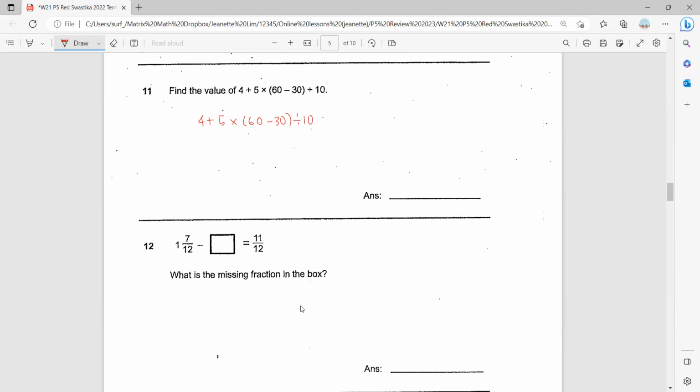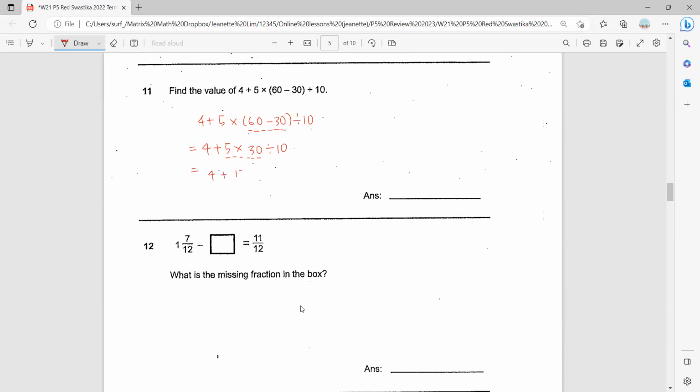Okay, which one to do first? Brackets first. So 4 plus 5 times 30 divide by 10. Okay, you have plus, times and divide. Times and divide goes first from left to right. So let's do this first.